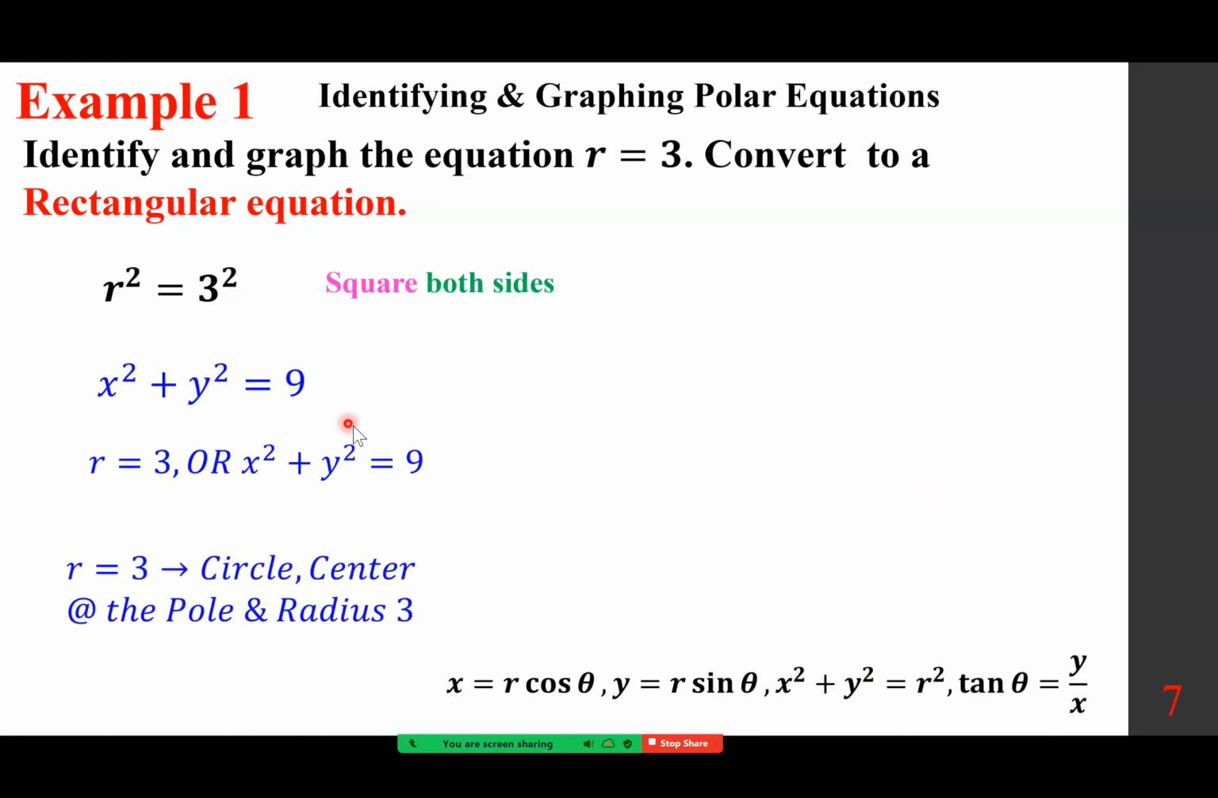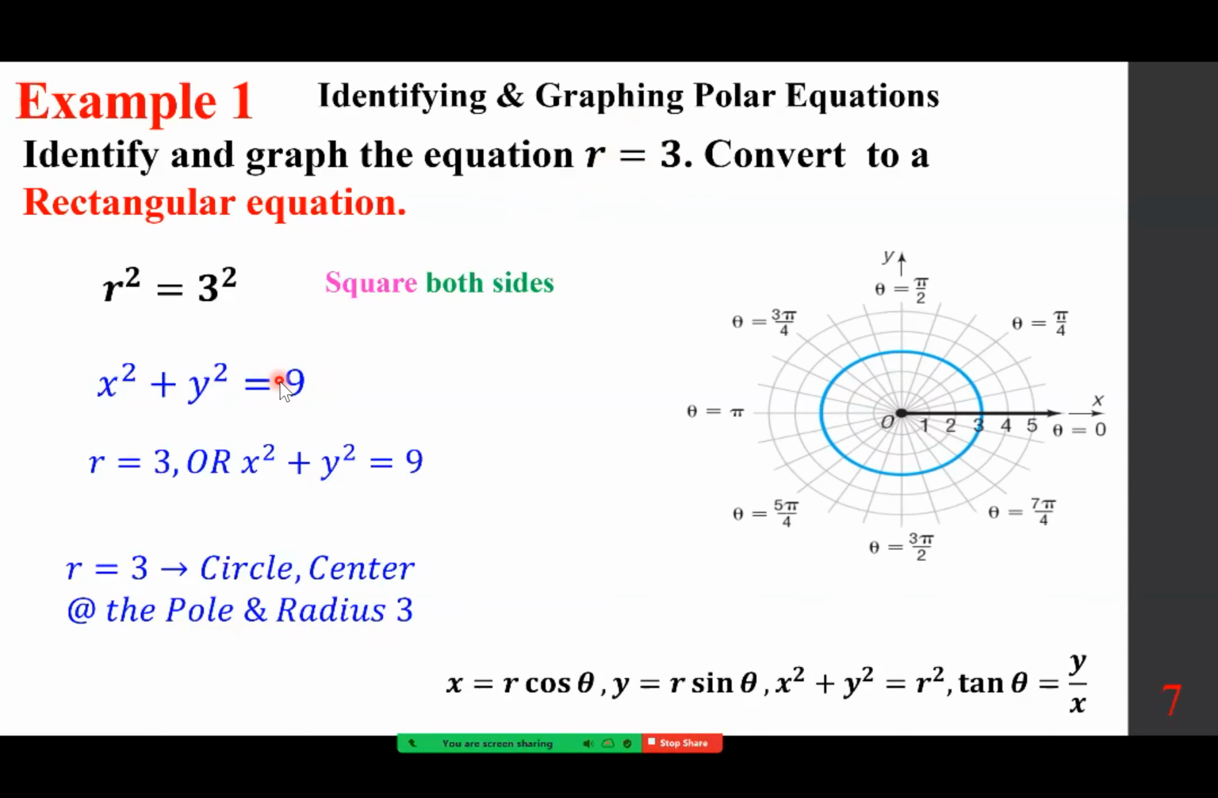Now, when r equals 3, we have a circle with the center at the pole with the radius of 3. This is easier than this one if we were to represent a circle which is centered at the origin or pole. This would be an easier representation. So that's an easy graph. Basically, a circle with the radius 3 centered at the pole or 0, 0.